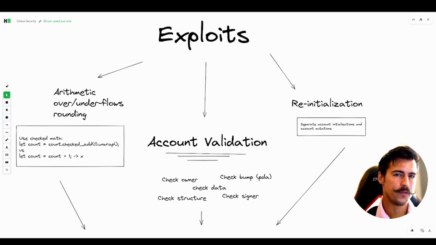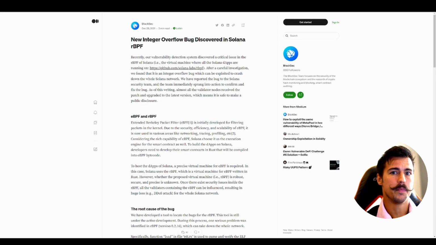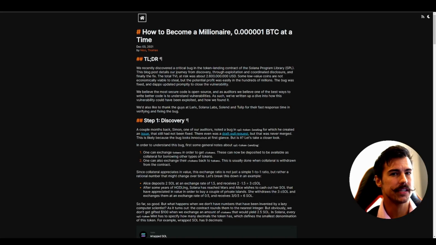of time. Unfortunately, arithmetic exploits have been the cause of some pain on Solana. BlockSec found an overflow bug in the Berkeley Packet Filter that was allowing users to denial of service attack the chain, and Neodyme found a rounding error in the SPL token program that potentially left over $2 billion at risk.